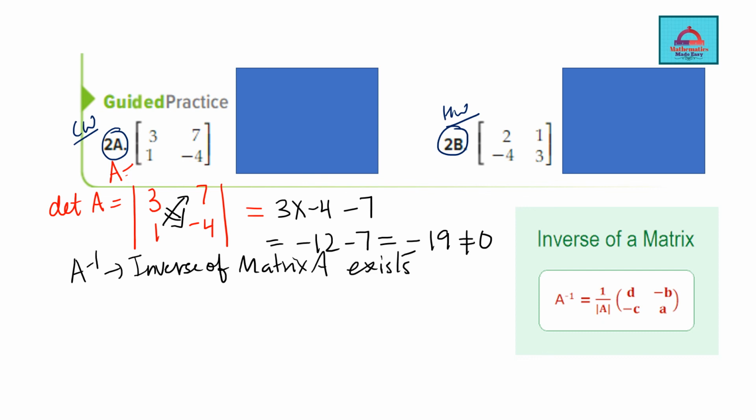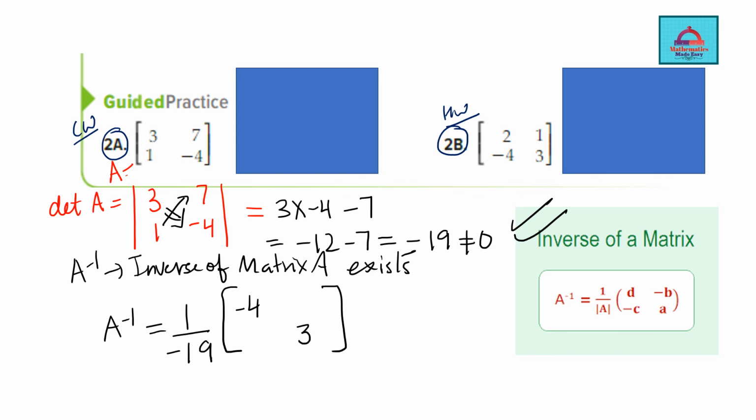Okay, so let's find it now. It's very simple using the shortcut. So I'm going to use this formula sheet. It says 1 over determinant of A, which I've already got as -19, and then it says you take the matrix and just flip the elements in the primary diagonal. So -4 comes here, 3 comes here, and change the sign of the other two elements. So 7 becomes -7, 1 becomes -1.